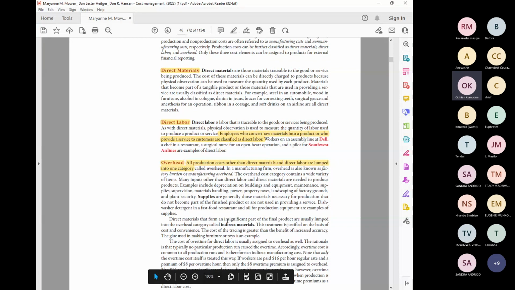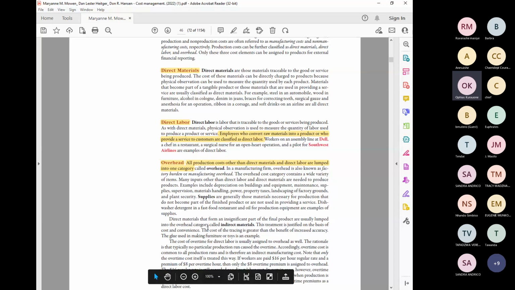So direct materials that form an insignificant part of final products are usually lumped into the overhead category. It's called indirect materials, because usually they are not directly traceable. So if they are not directly traceable, they cease to be what? Direct materials.